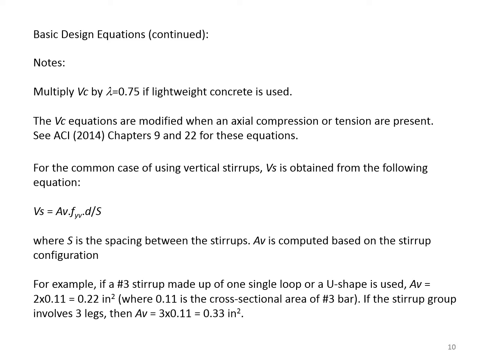For example, if a number 3 stirrup made of one single loop or a U shape is used, A sub v is equal to 2 times 0.11, which is 0.22 square inches, where 0.11 is the cross-sectional area of a number 3 bar. If the stirrup group involves 3 legs, then A sub v would be 3 times 0.11, which is 0.33 square inches.